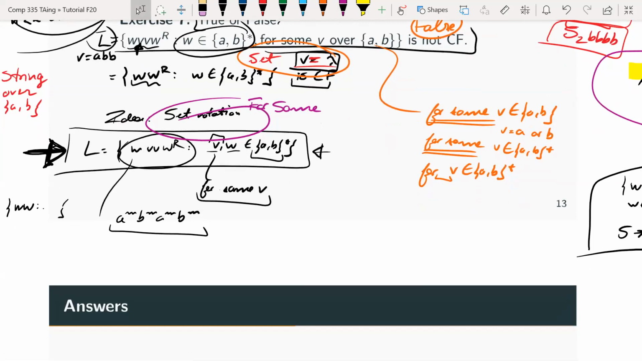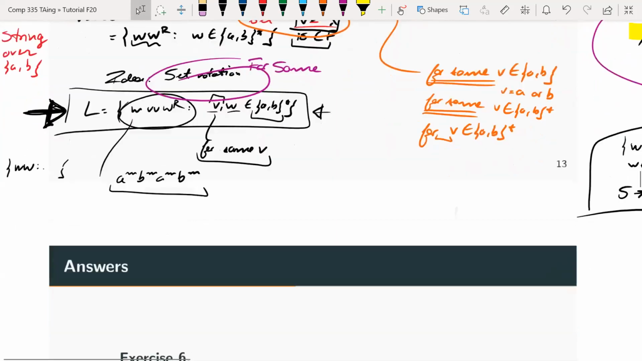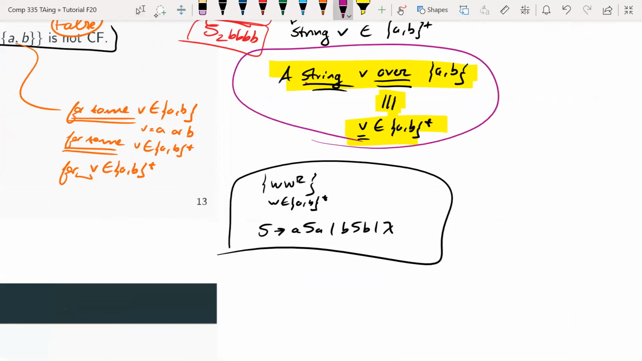Yes, V can be, so a string V over AB means V is in AB star. That means V can be any string over the alphabet AB. So V can be lambda, V can be A, B, AB, BA, BB, and so on. A string V over the language means it's using the alphabet AB to create the string. V can be of any length. Yes, it can.